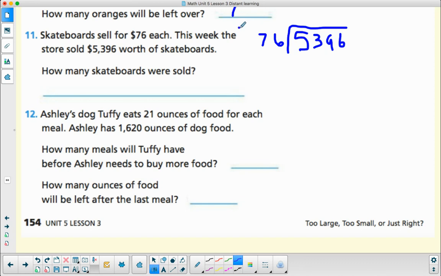Uh-oh. I'm rounding 76 up to 80, so that's going to be a 6. Probably going to make me adjust it. No 76s in 5, no 76s in 53. So I'm starting here. How many 8s in 53? Is 6. 6 multiplied by 76.